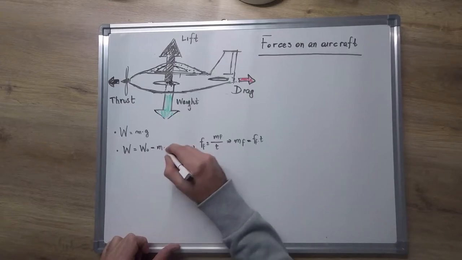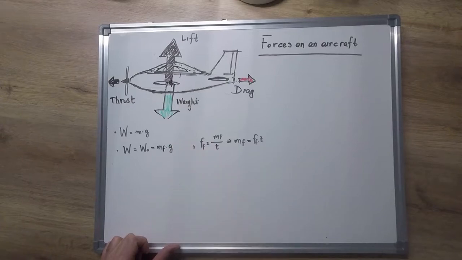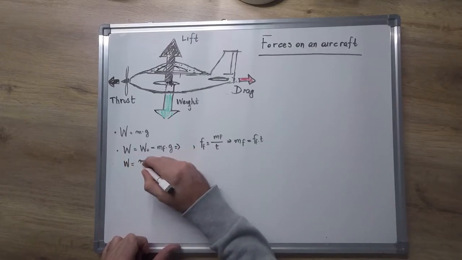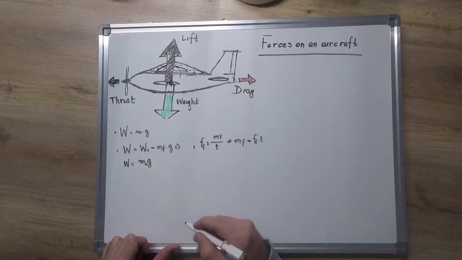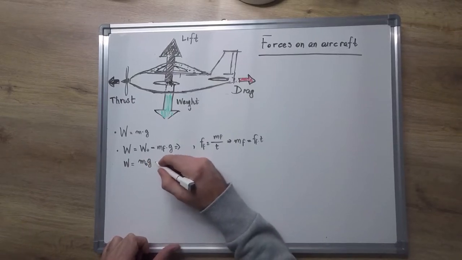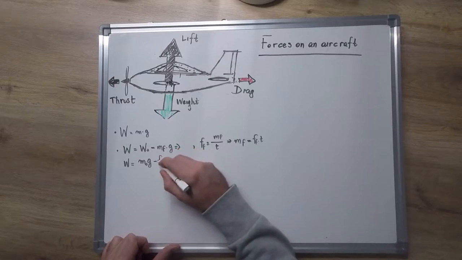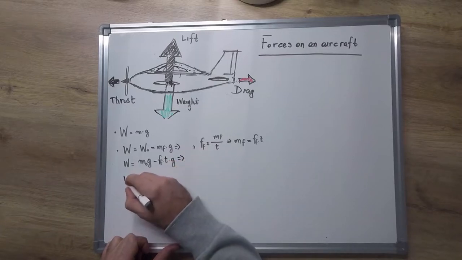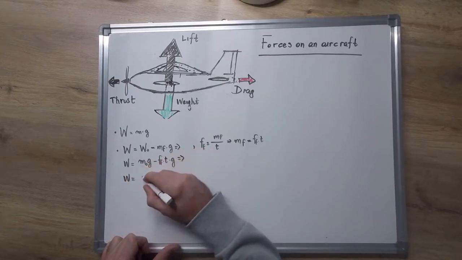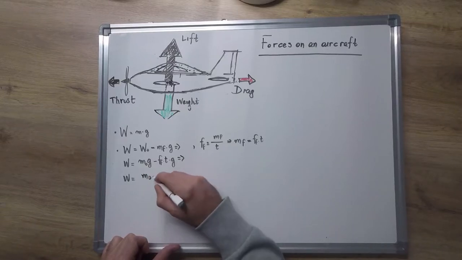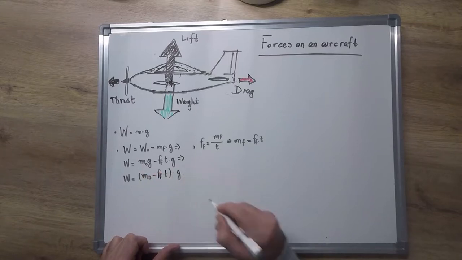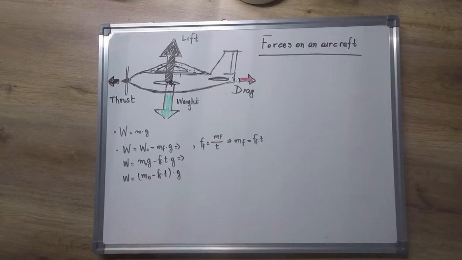So this will be the mass of the fuel burned multiplied by the acceleration of gravity, which is the initial, let's say, m0, weight of the airplane. So the weight of the airplane is the initial mass minus the mass of the fuel burned, multiplied by the acceleration of gravity.